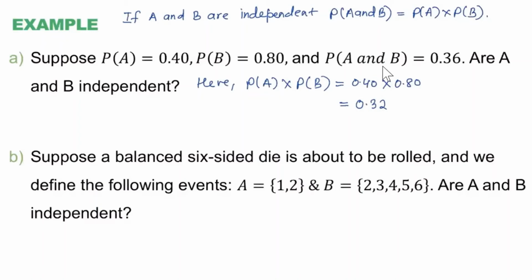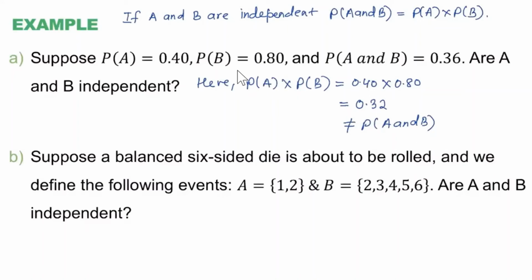Is it equal to probability of A and B? Probability of A and B is 0.36. Are they equal? No. So this is not equal to probability of A and B. It would be equal to probability of A and B if the result was 0.36. So probability of A times probability of B is not equal to probability of A and B.